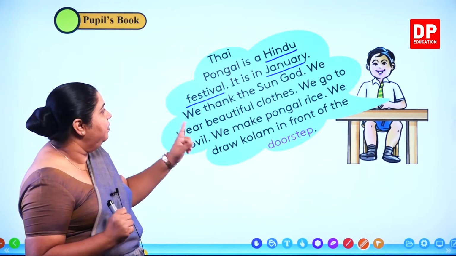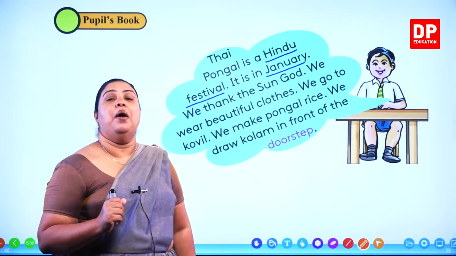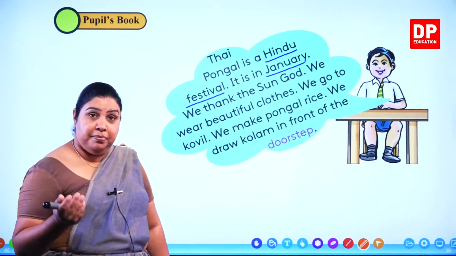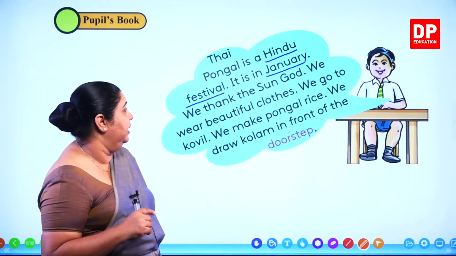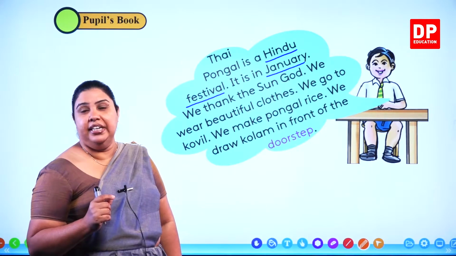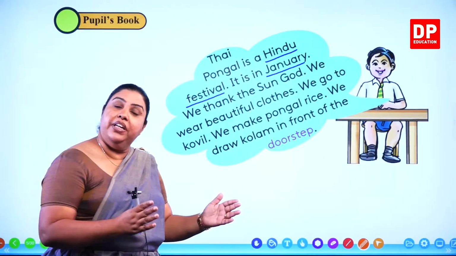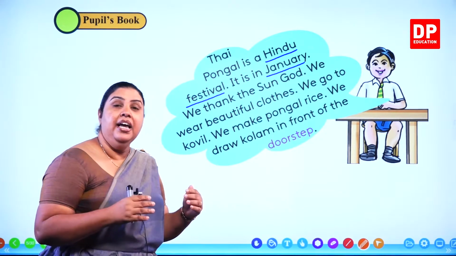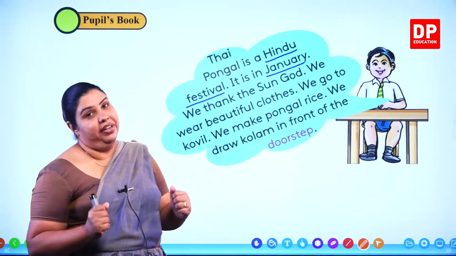that day. We wear beautiful clothes. We wear beautiful clothes because it's a very special day. They wear new beautiful clothes and then they celebrate the Thai Pongal. We go to Kovil. Where do they go to on Thai Pongal day? They go to the Kovil because the Hindus go to the Kovil to worship their god. So they go and pray and they ask for blessings while they thank the sun god for everything.